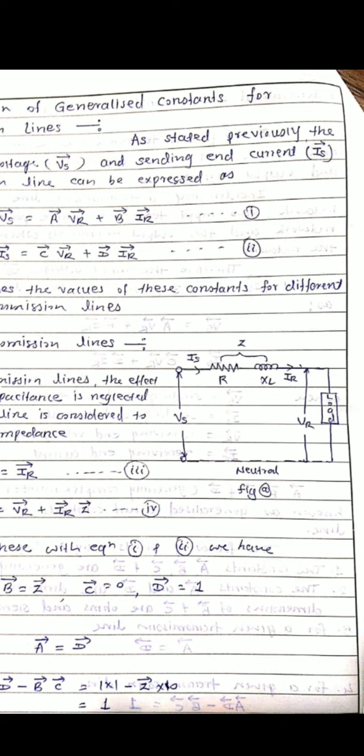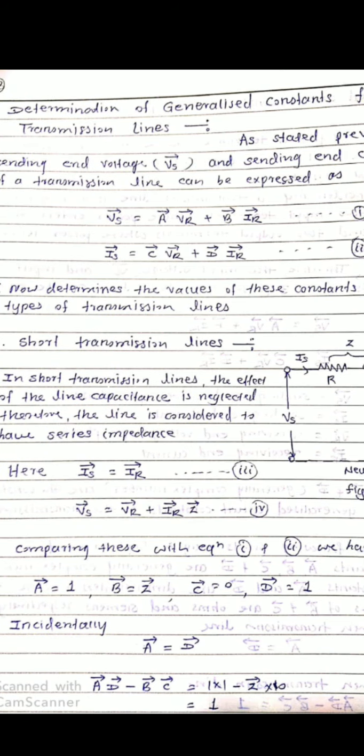So call this equation 3 and 4 respectively. So here we have to compare equation number 1 and equation number 2. When you compare those equations, we have to get the values of A, B, C, D. So compare the equation above with equation number 1 and equation number 2. So we have to get the values. A is equal to 1.